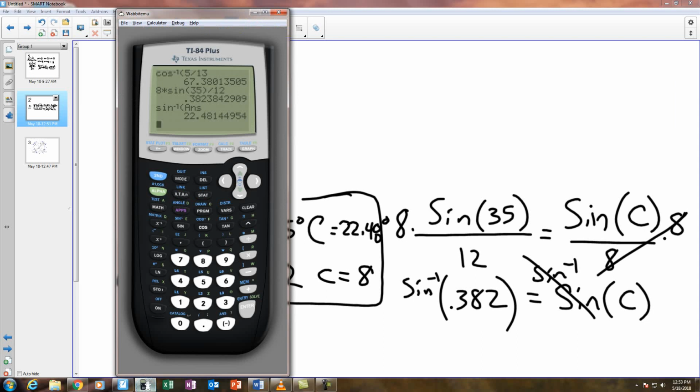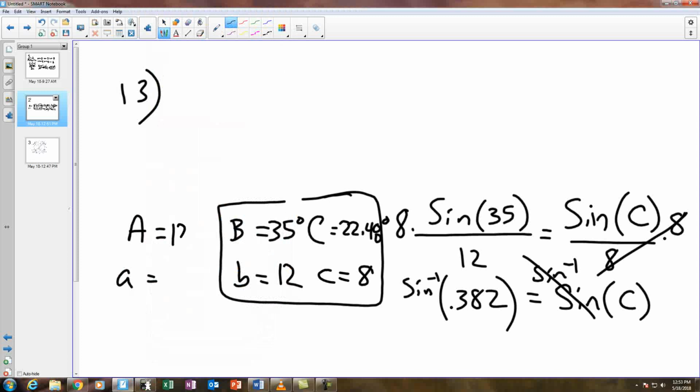So if I take 35 plus 22.48, and I do 180 minus that, I'll get 122.52. So that's 122.52 degrees. Make sure those add up to 180. I'd hate for you to get something wrong just because you didn't do that.